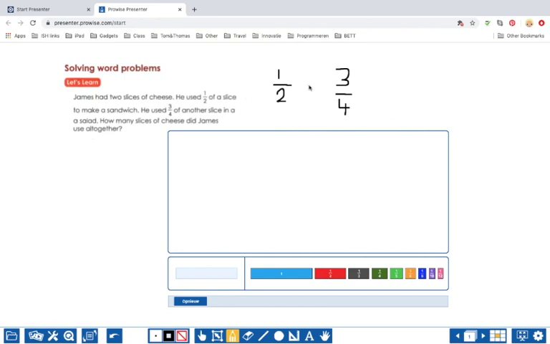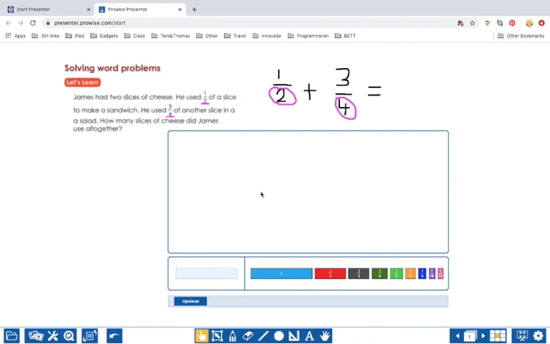So when it says all together, we have to add up. So I'm going to use the plus operation here. Now, as we've learned earlier with fractions, when I have a different denominator, I cannot add them up. So let me highlight them here as well. They have a different denominator, so I cannot add them up. So the first thing that I need to do is make sure that they have the same denominator. What we usually do is change the smaller denominator into the bigger denominator.